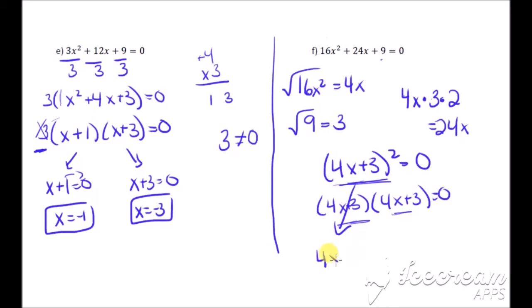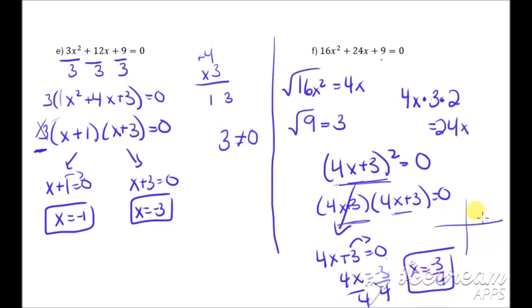This means that the vertex lies at this point. So when we bring that over, 4x equals negative 3, and then divide out that 4. So that means that the vertex lies right here, whether it opens up or down. So there's only one x that satisfies that equation this time.